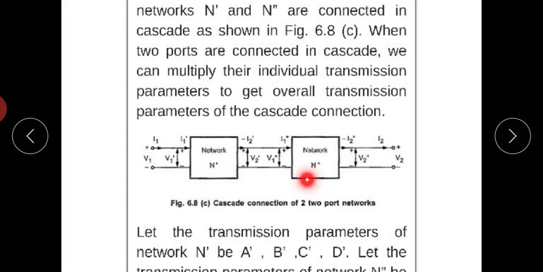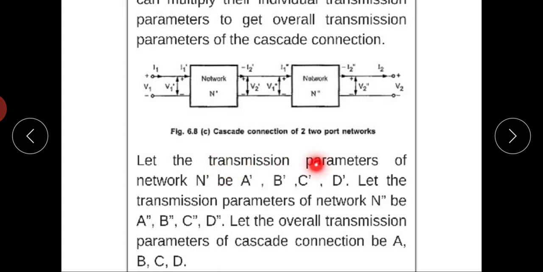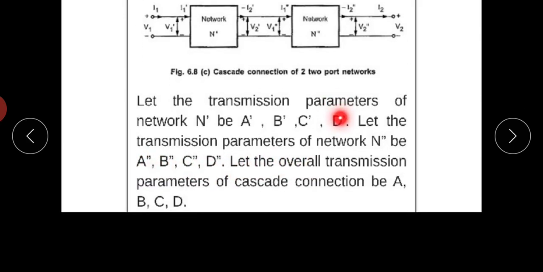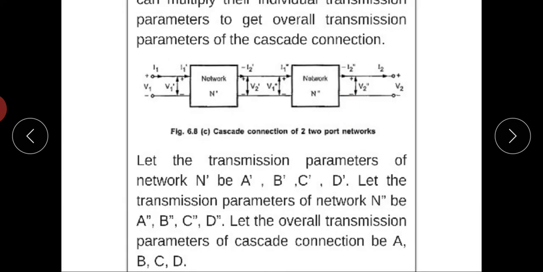Next, for the N double dash network, we have to determine the ABCD parameters. Then by multiplying these two ABCD matrices, we can find the total matrix of ABCD parameters. Let the transmission parameters of the first network, that is the N dash network, be A dash, B dash, C dash and D dash. Let the transmission parameters of the network N double dash be A double dash, B double dash, C double dash, D double dash, and the overall transmission parameters of the network be A, B, C, D.